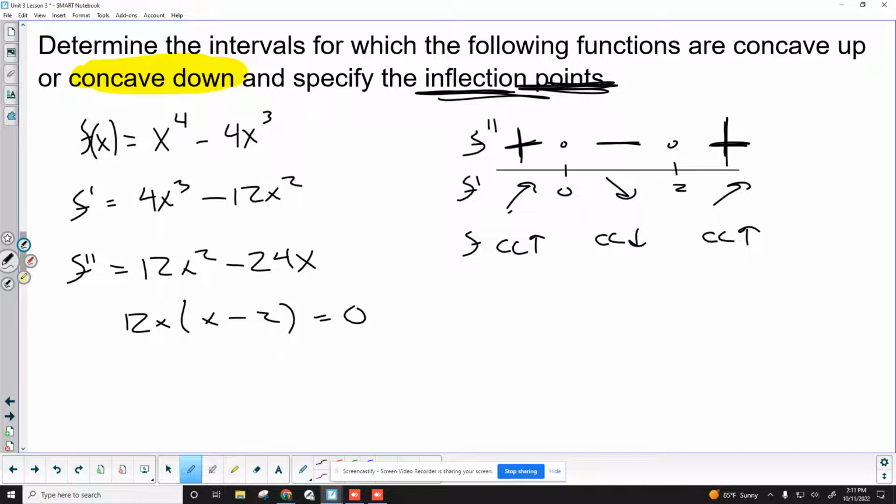All right, finish off, answer the question. When is it concave down? When do we have points of inflection? Pretty simple if you fill out the chart. It's concave down from 0 to 2, and x equals 0 and 2 are both points of inflection.